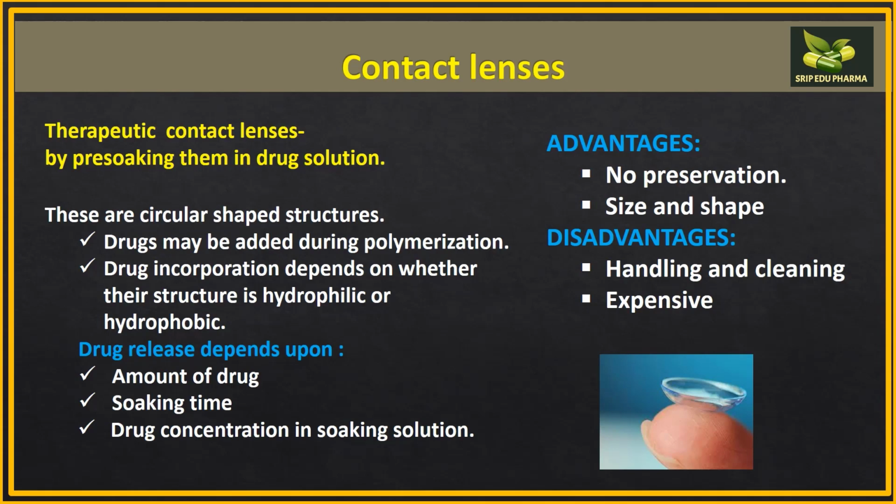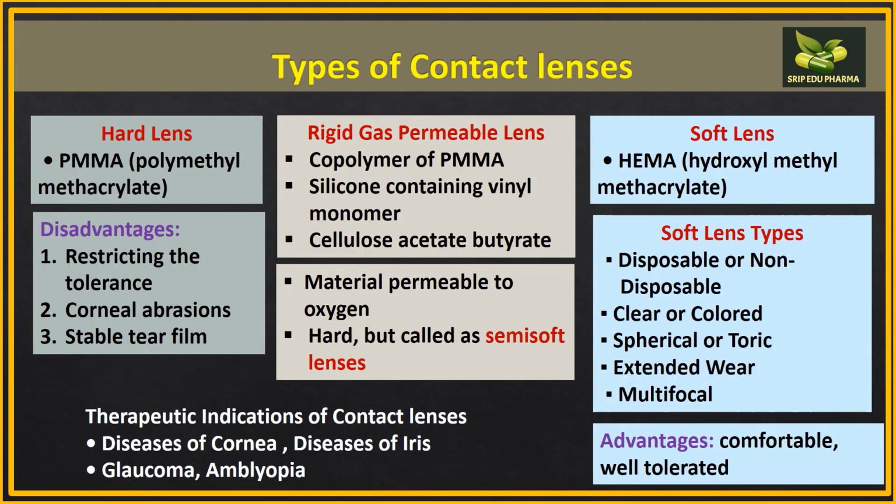The important advantage of contact lenses is that no preservative is needed, and the size and shape are very well fitted in the ocular cavity. The disadvantage is handling and cleaning is difficult and they are expensive. Contact lenses are of three types: hard lens, rigid gas permeable lens, which is called as semi-soft lens, and the third one is soft lens. Hard lens is made up of polymethyl methacrylate.